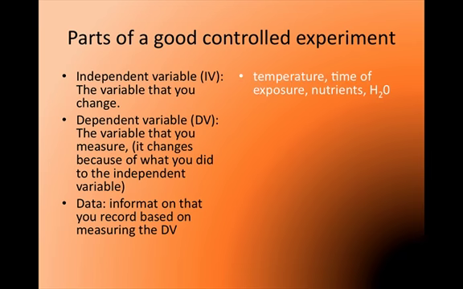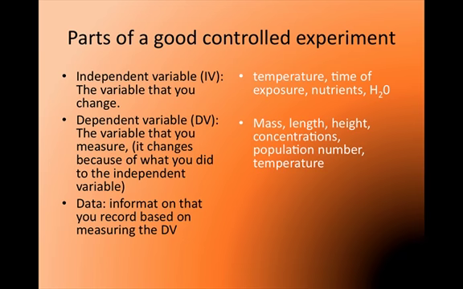So, some examples of an independent variable could be temperature, like I used, could be time of exposure, could be nutrients, could be water. All of those can be things that you can change. Are there other independent variables that you're able to use? Absolutely. Those are just some examples. Dependent variables that you might measure could be mass, length, height, concentrations. That one's pretty common when you're talking about acids or bases. It can also be population number and temperature.